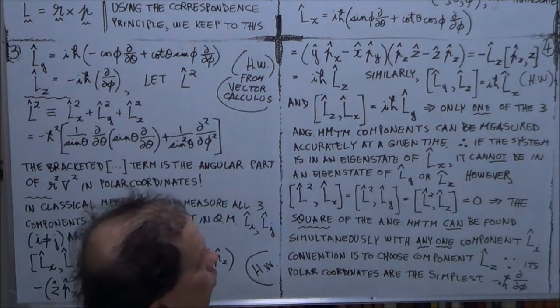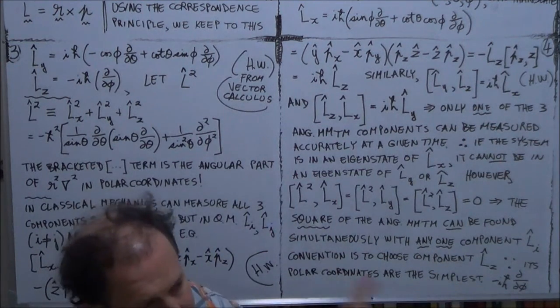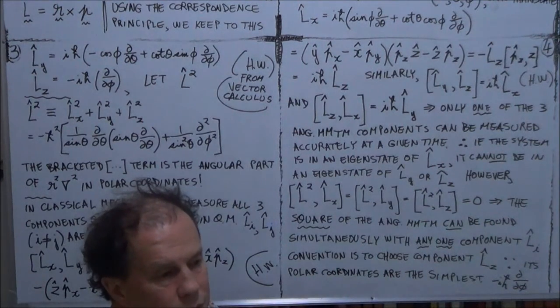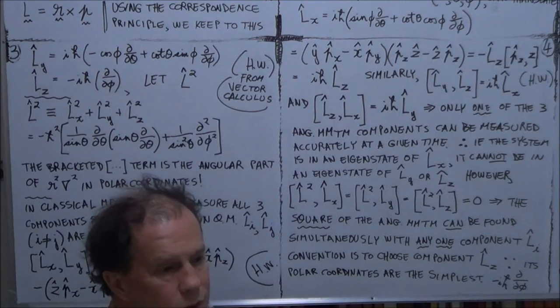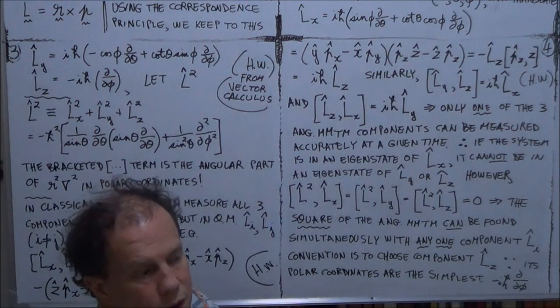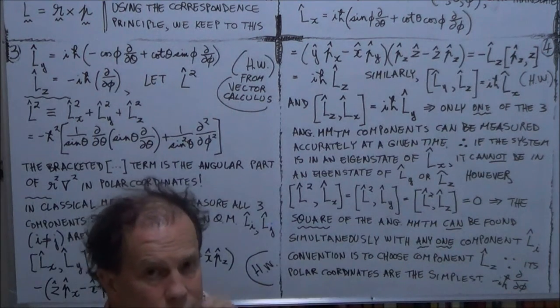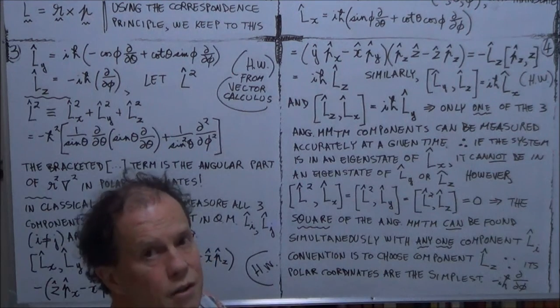You only know one component, either the x direction or y direction or z direction. Okay, and the other two you cannot know with infinite accuracy once you've measured, for example, along the x-axis. Therefore, you don't know with accuracy what the angular momentum is along the y direction or the z direction.